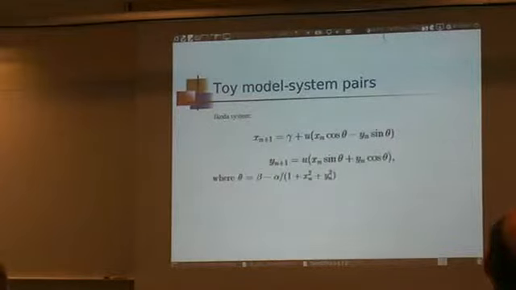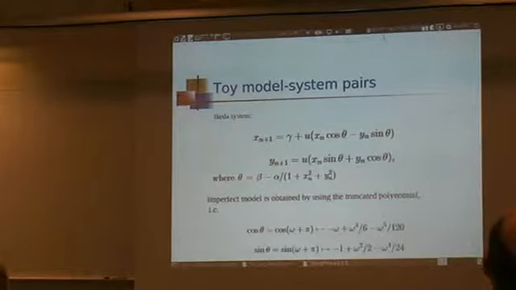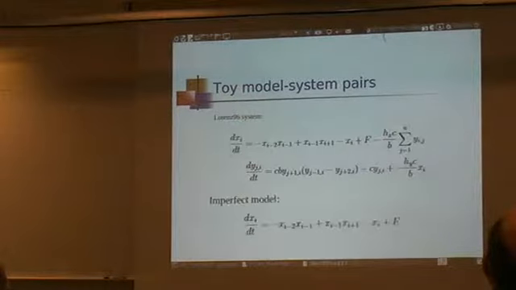So we have some toy models. We use the Akita system as the system, and using the truncated Akita map as the model. And in another, we use the Lorenz 96 with both fast and slow variables as the system, and only the slow variable as the model.